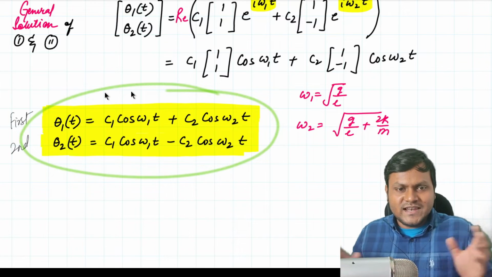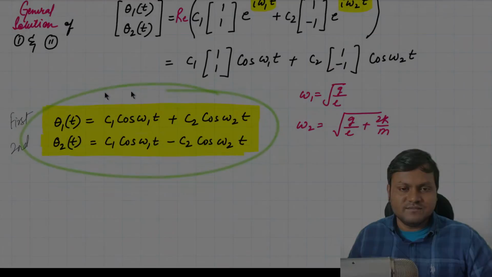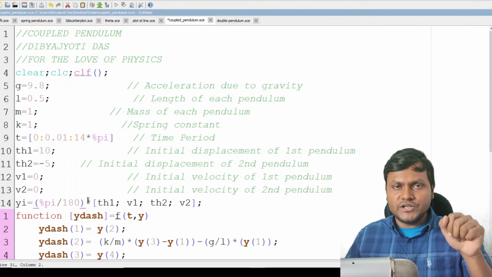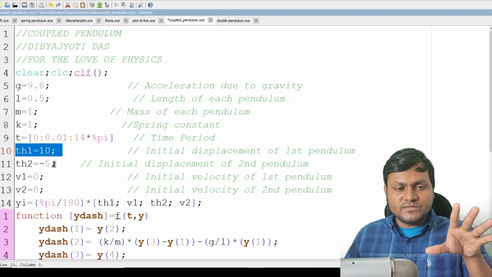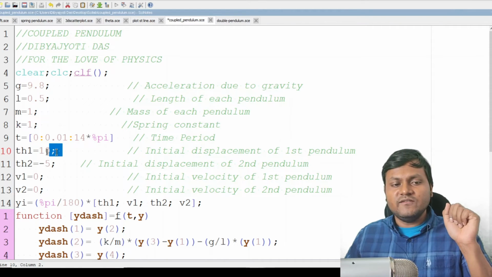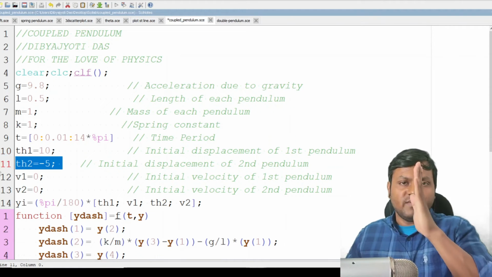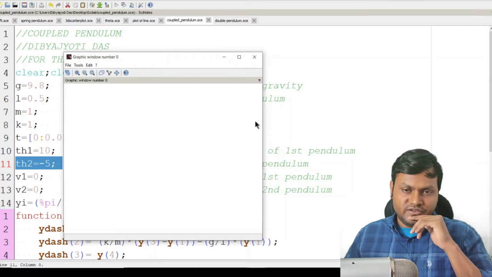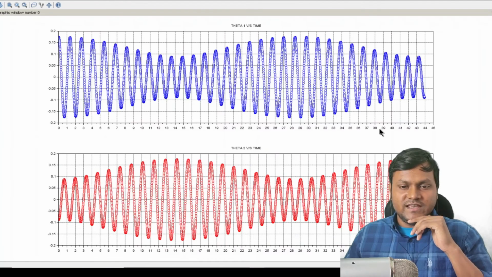But before we talk about those things, let us first visually look at the general motion of this kind of system. Here I have a program that I've created to solve the equations of motion of a coupled pendulum using a numerical computational method in Scilab. I'm going to give the system an initial displacement. Let's suppose I give the first mass 10 degrees displacement and the second mass -5 degrees displacement. If I run this, I should get the nature of its general solution.